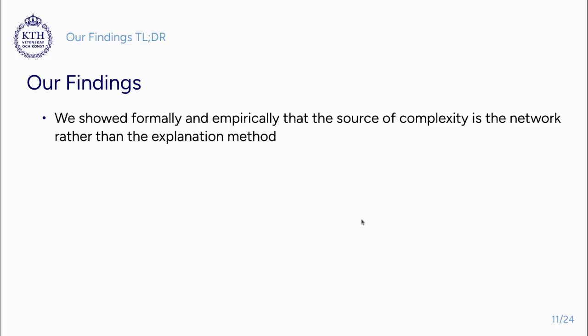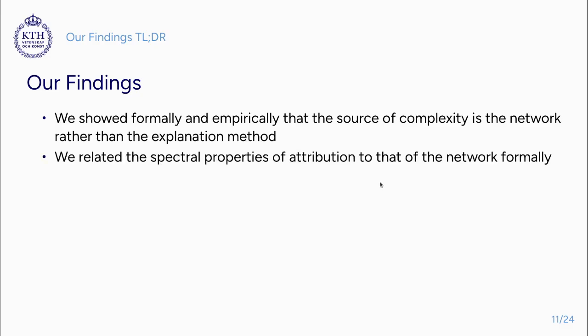Our first finding was that we could show formally and empirically that the source of explanation complexity is in the network and not in the explanation method used. We could also relate the spectral properties of attribution to the spectral properties of the network formally. So I'll make this clearer later in the video.